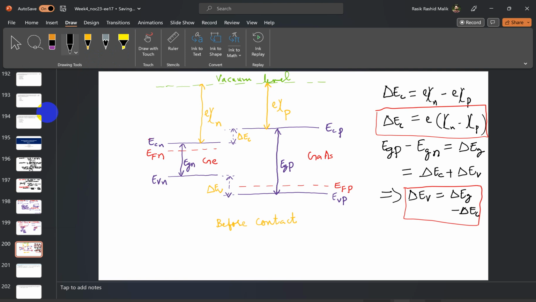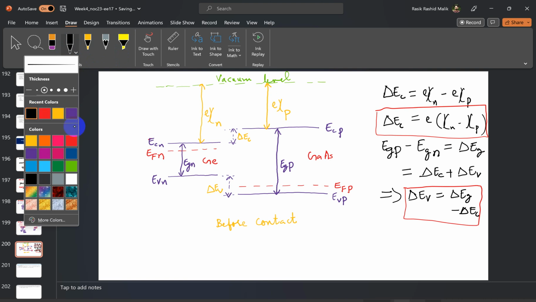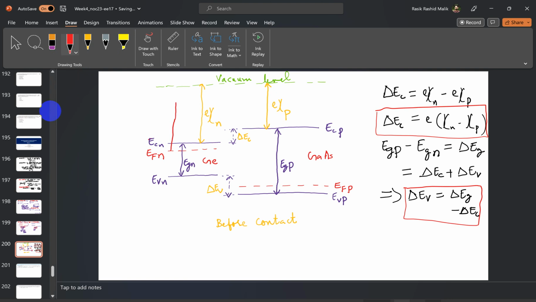Another figure of interest is the Fermi level. Up to the Fermi level we can call it the Fermi potential or the Fermi energy, which is called the work function. I can write it as E phi n, the semiconductor on the n side, and this is E phi s, the work function on the capital P side. So this is the case before contact.